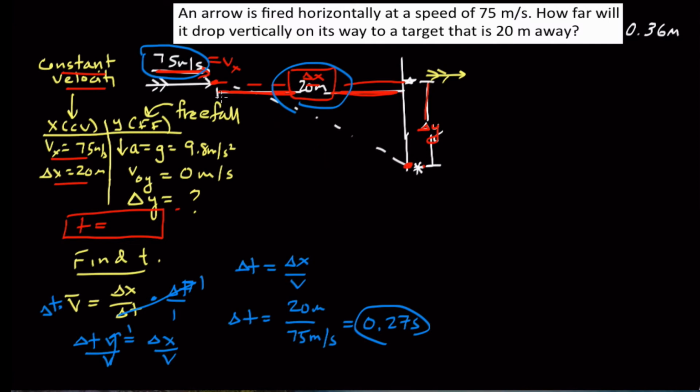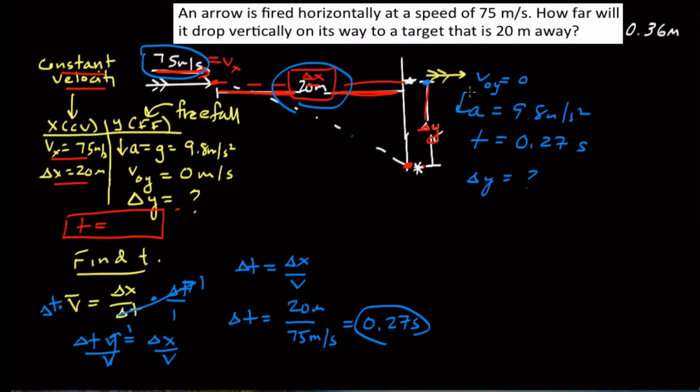But now that I know that this whole event lasted 0.27 seconds, now I turn to this free fall part of it, and I say, well, for an arrow that starts at rest and is accelerating downward at a rate of g, how far will it fall in 0.27 seconds? And every object at or near Earth's surface, every projectile is going to fall the same distance. It wouldn't matter if this was an arrow or a Cadillac. Our delta y would be the same.